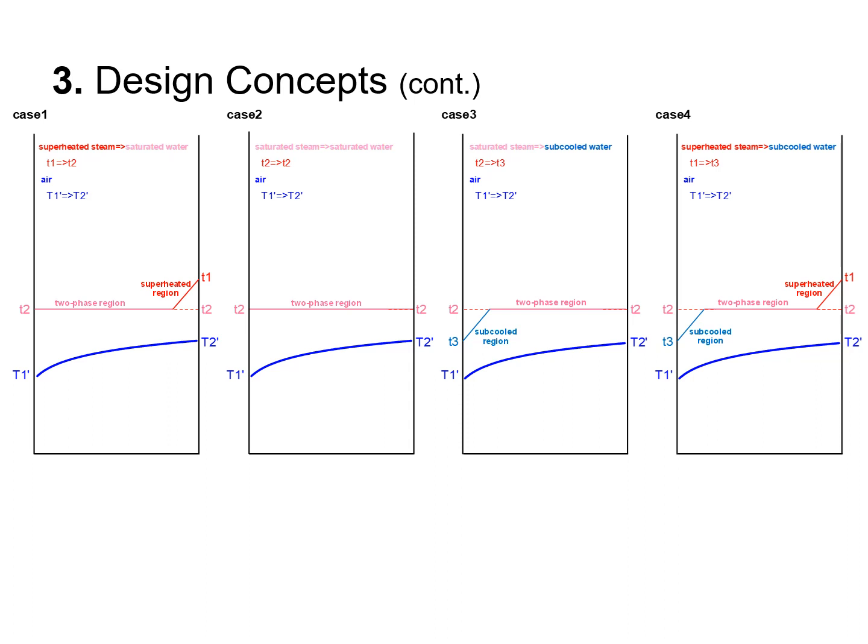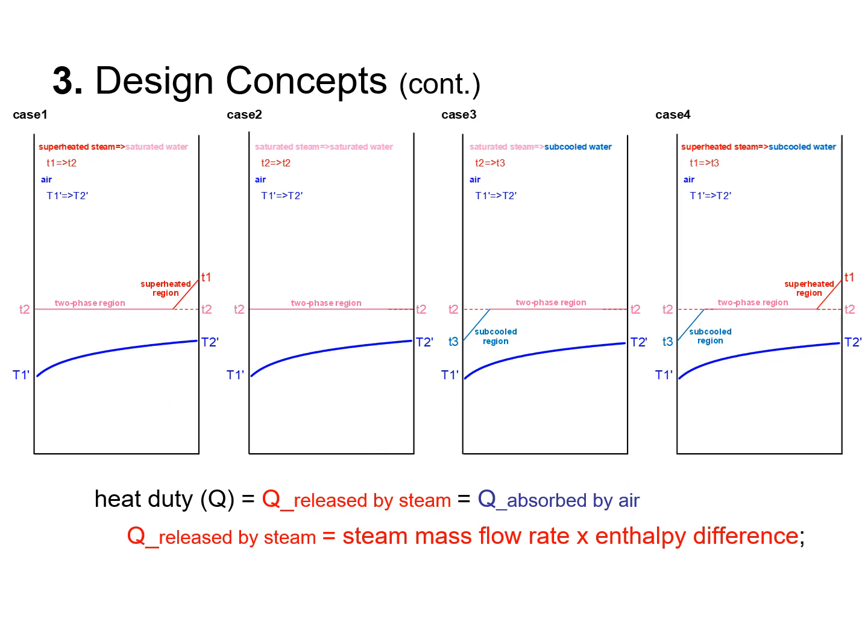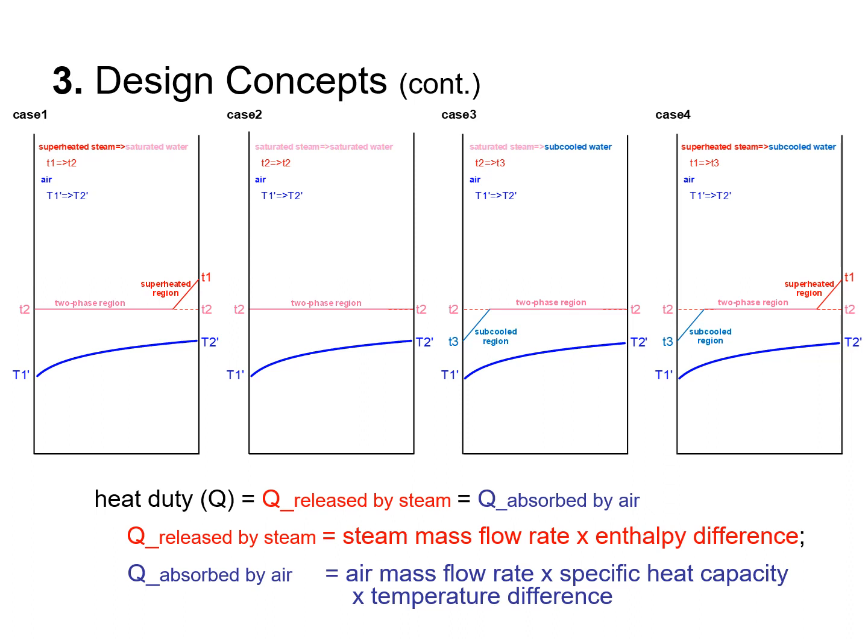According to the principle of heat balance, the heat discharged by the steam equals the heat absorbed by the air, and this value can be determined using the following calculations. 1. The heat energy released by steam equals the product of its mass flow rate and the difference in enthalpy between its inlet and outlet. 2. The heat energy absorbed by air is equivalent to the mass flow rate of the air multiplied by its specific heat and the temperature difference between its inlet and outlet.